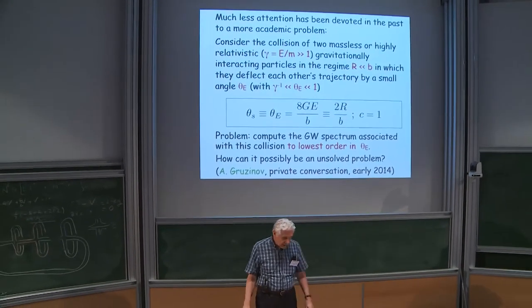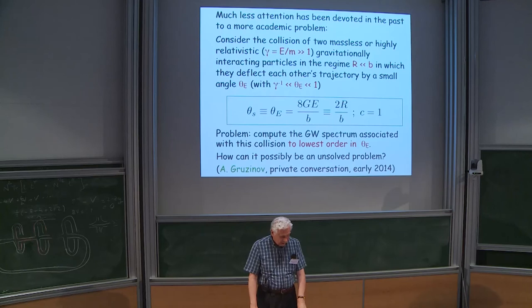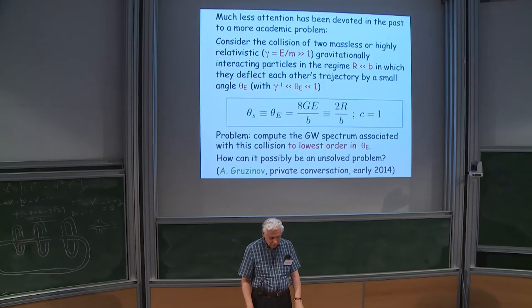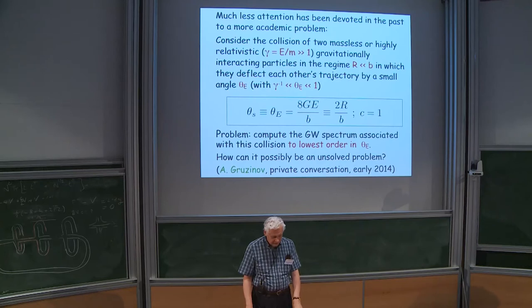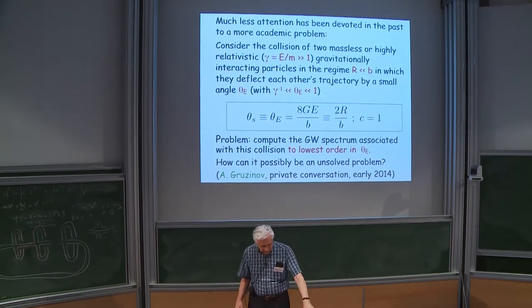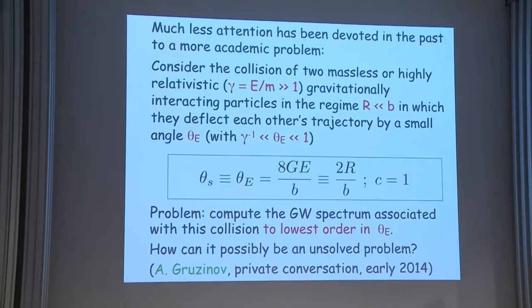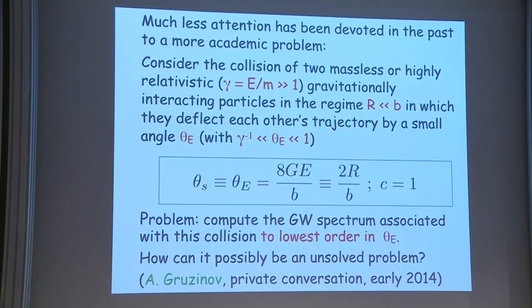Now, of course, much less attention has been devoted to a more academic problem, which is the following. Consider the collision of two massless or highly relativistic gravitationally interacting particles. We neglect every other interaction, in the regime, which will be explained a little bit later, in which they deflect each other's trajectory by a small angle, theta Einstein, with theta Einstein much less than one, but still much bigger than the inverse of gamma, which is very small.